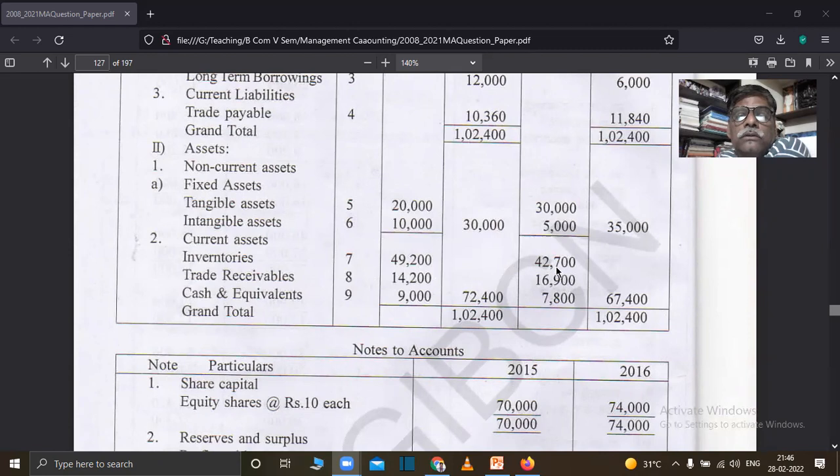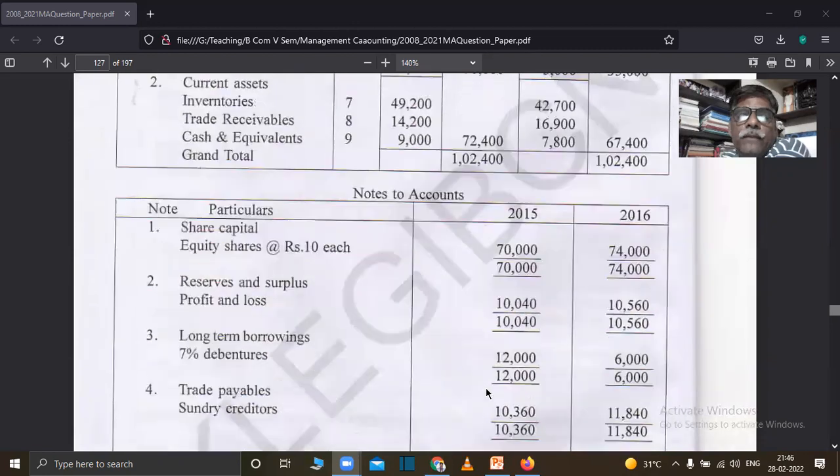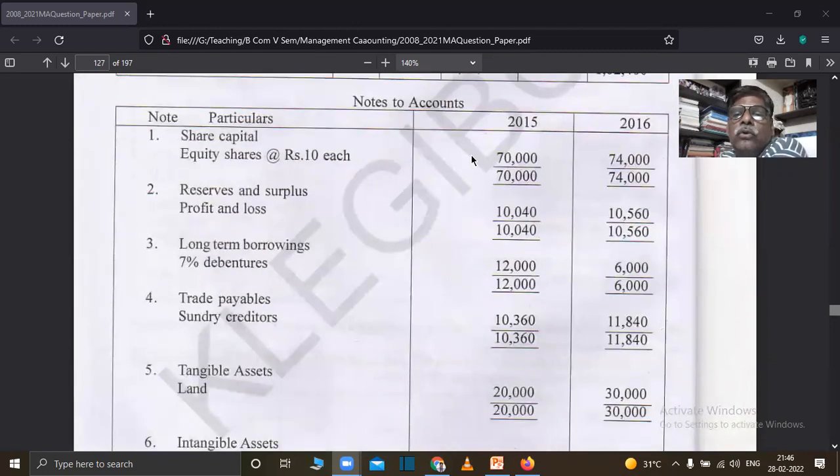Inventories decrease is there, comes in the add. Trade receivable increase comes in less. Cash and cash equivalent comes at the last. Once again, you see the notes. 70,000, 74,000. 4,000 is inflow of cash from the financial activity.